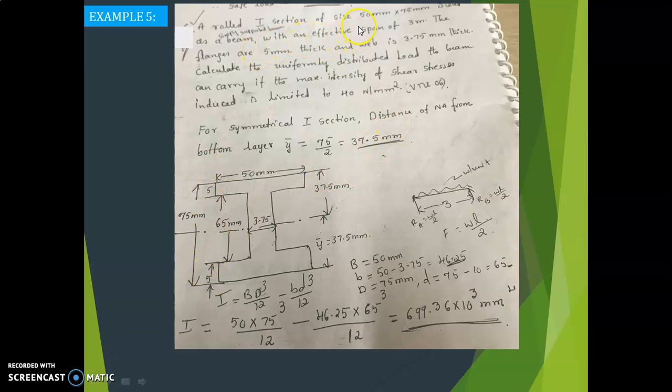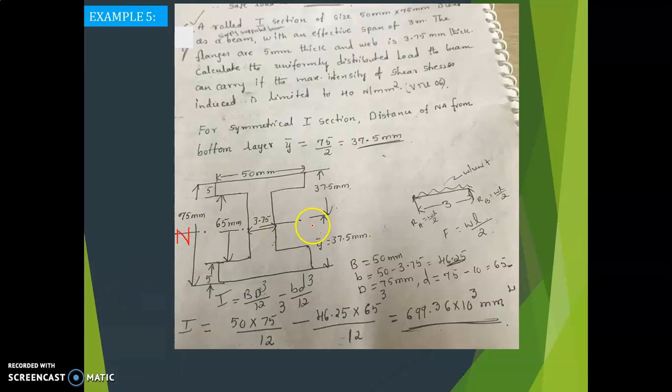The flanges are 5 mm thick, so that is flange thickness 5 mm, and web is 3.75 mm, that is web thickness is 3.75 mm. Now this is a symmetrical I section, so the neutral axis is exactly at the center. So 75 divided by 2, that is 37.5. So the neutral axis lies at a distance of 37.5 mm from the top and also the bottom layer. Okay, let us mark this as the neutral axis.